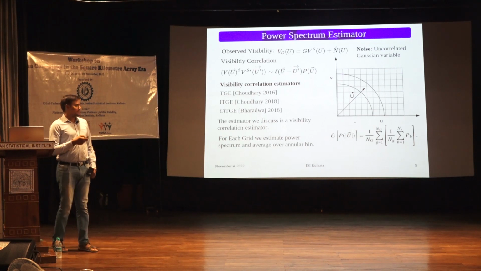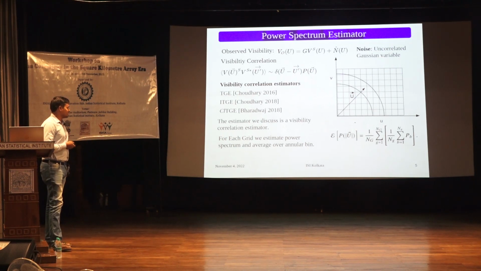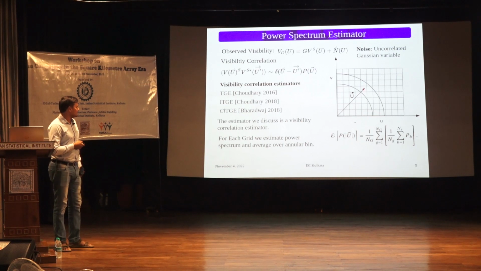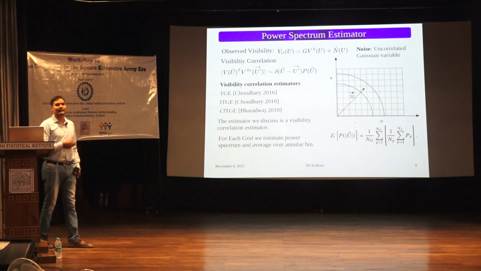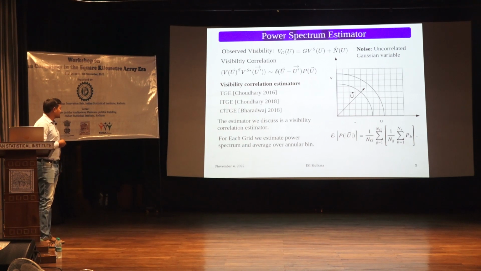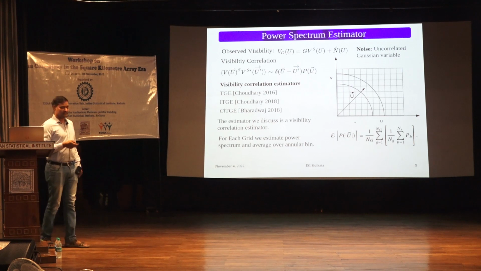Now let us discuss the power spectrum estimator which we are using here. We use a visibility based power spectrum estimator. First we grid the visibilities in UV space, and to get the power spectrum at a certain U, we correlate all the visibilities falling in the grid, and then average over all such grids to get the estimate of the power spectrum at that particular U. This is our power spectrum estimator, and there are various other variants of this estimator which have been discussed already here.